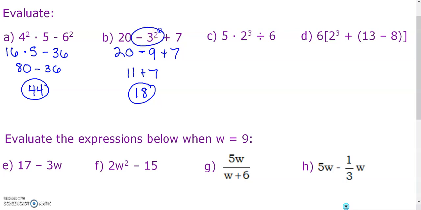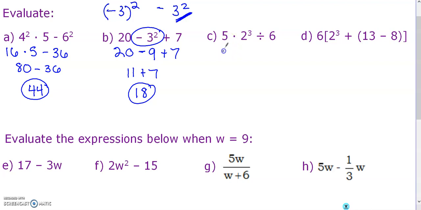Right up here, if I had the negative 3 in parentheses raised to the second power, then I would be saying negative 3 times negative 3, which would give me a positive 9. But my example was minus 3 to the second power, so just the 3 gets raised to the second power. We'll do more with powers and exponents in upcoming units.